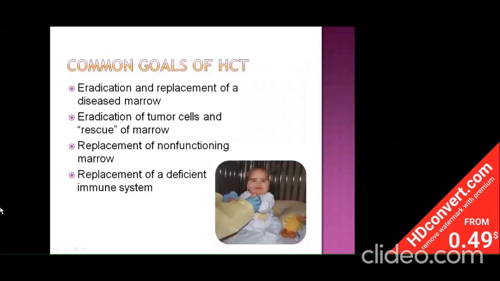So what is the goal of this transplant? The main goals are eradication and replacement of the diseased marrow, eradication of tumor cells and rescue of the marrow, replacement of non-functioning marrow, and replacement of a deficient immune system. Sometimes there are immune system issues, and at that time also we will go for transplant. There also, replacement will happen.